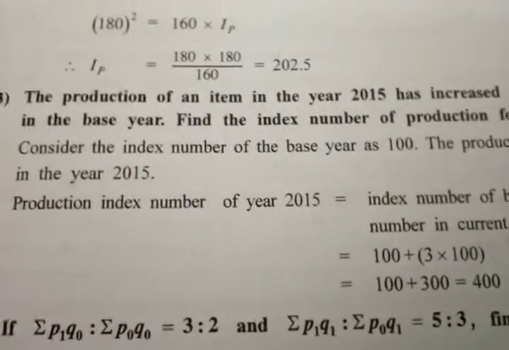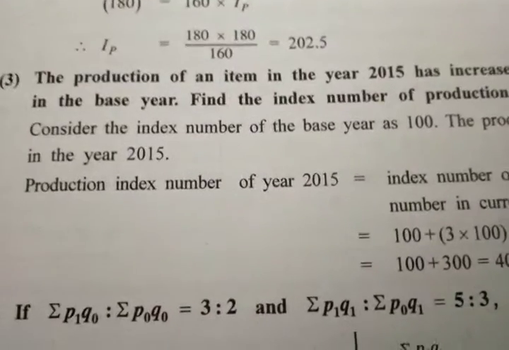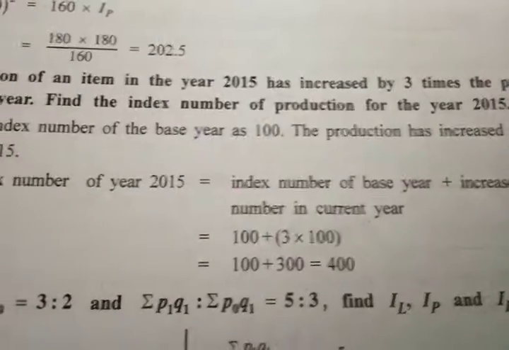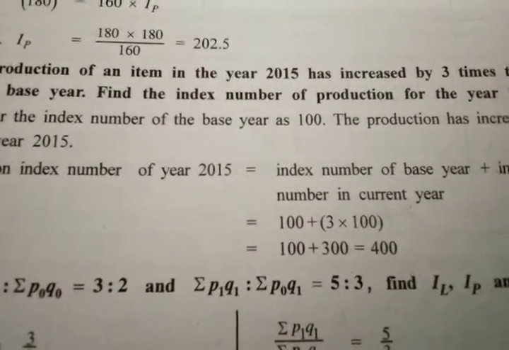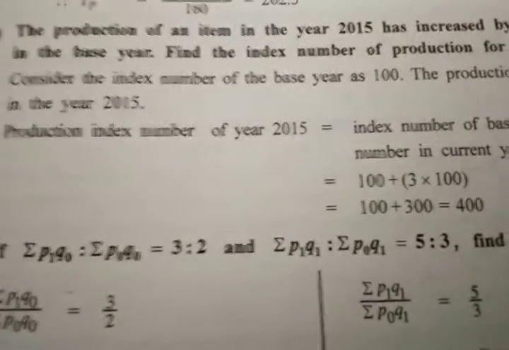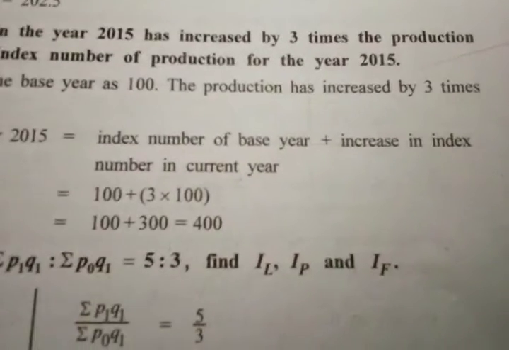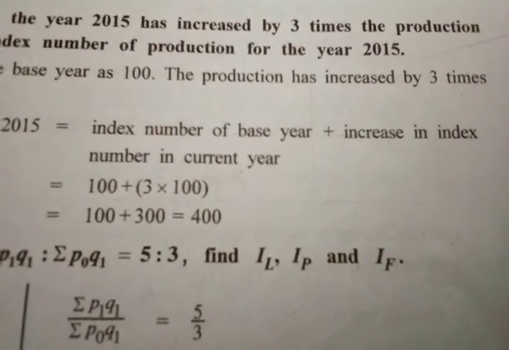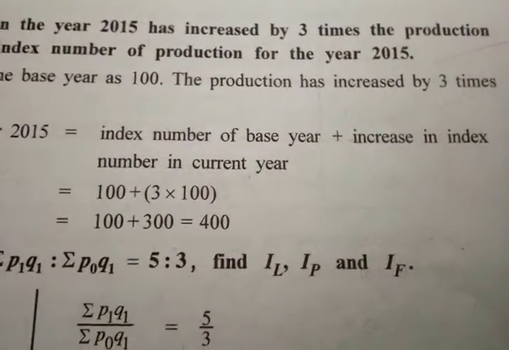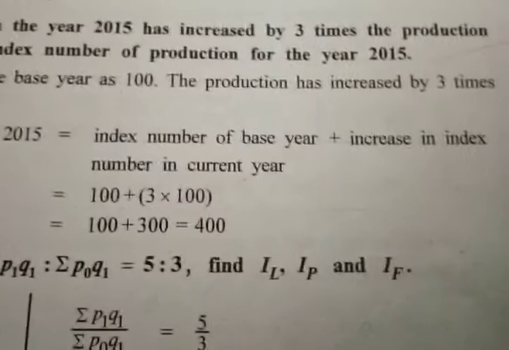Next one: the production of an item in the year 2015 has increased by 3 times the production of the base year. Find the index number of production for the year 2015. So production has increased to 3 times compared to the base year, right? Therefore the production index number of 2015 is equal to the index number of the base year plus the increase. The index number of the base year is 100 only, and now 3 times it has increased. So 3 into 100, that is 300. So base year is already 100 plus 300, that is equal to 400.